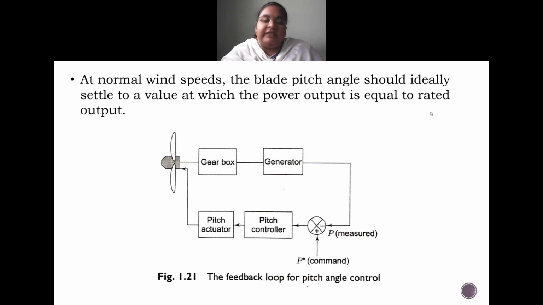Now, this is the feedback loop for the pitch angle control. Just look at this diagram. Here we have a gearbox, a generator, a pitch actuator, a pitch controller, and a summation point at which we take P command and P measured. Here P command is nothing but the reference pitch angle, and P measured is the measured pitch angle.